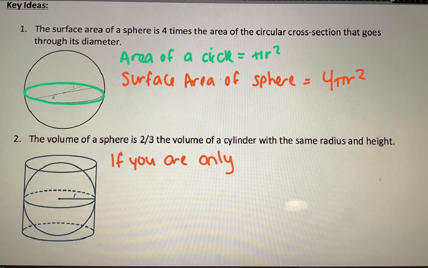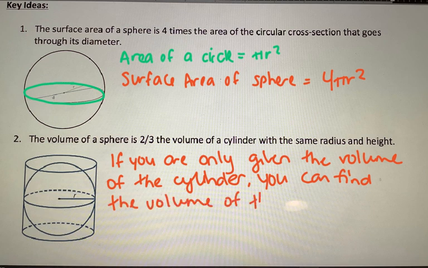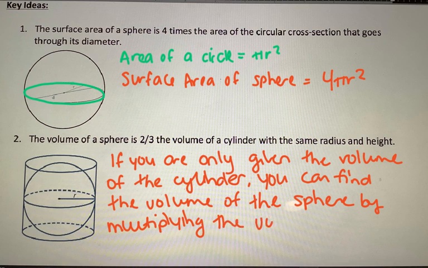If you are only given the volume of the cylinder, you can find the volume of the sphere by multiplying the volume of the cylinder by 2/3.